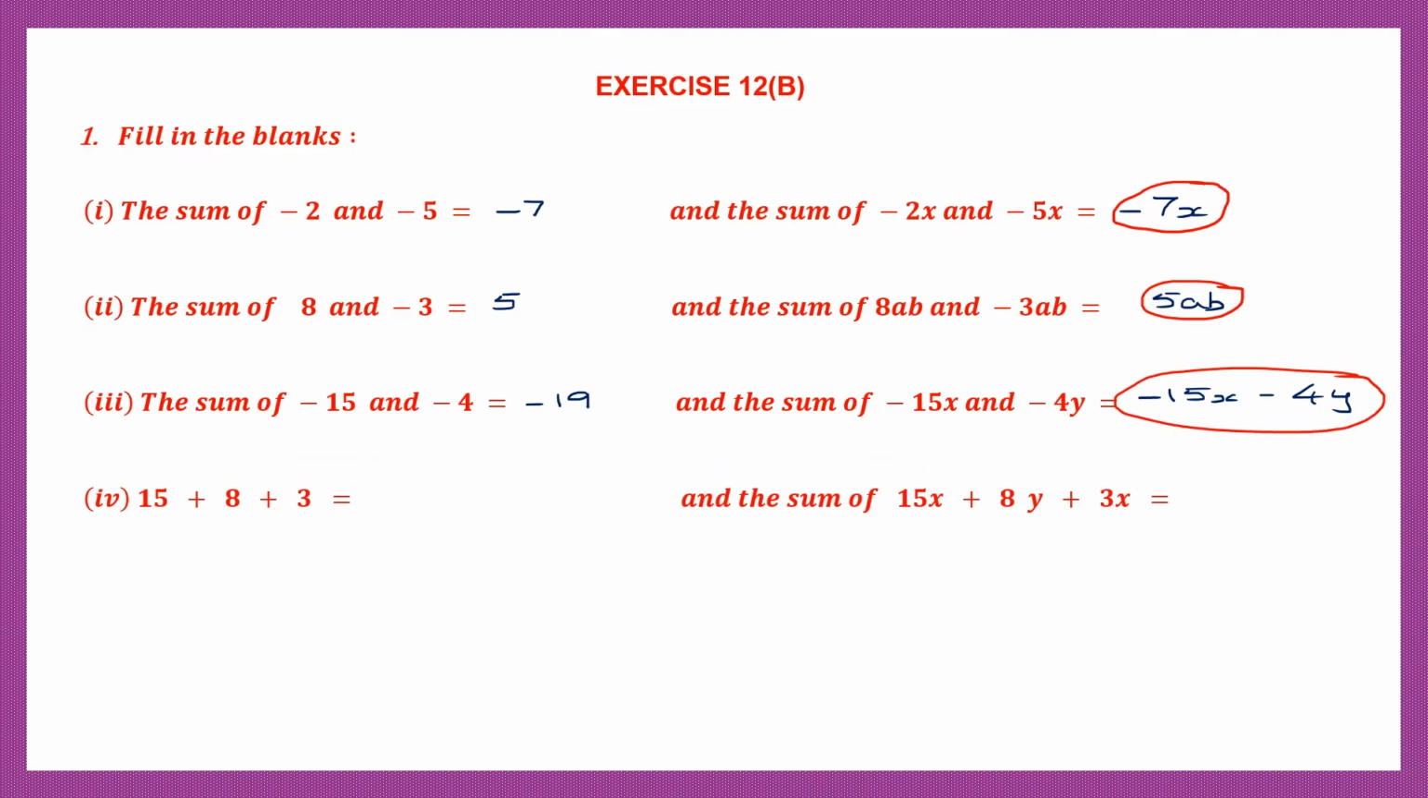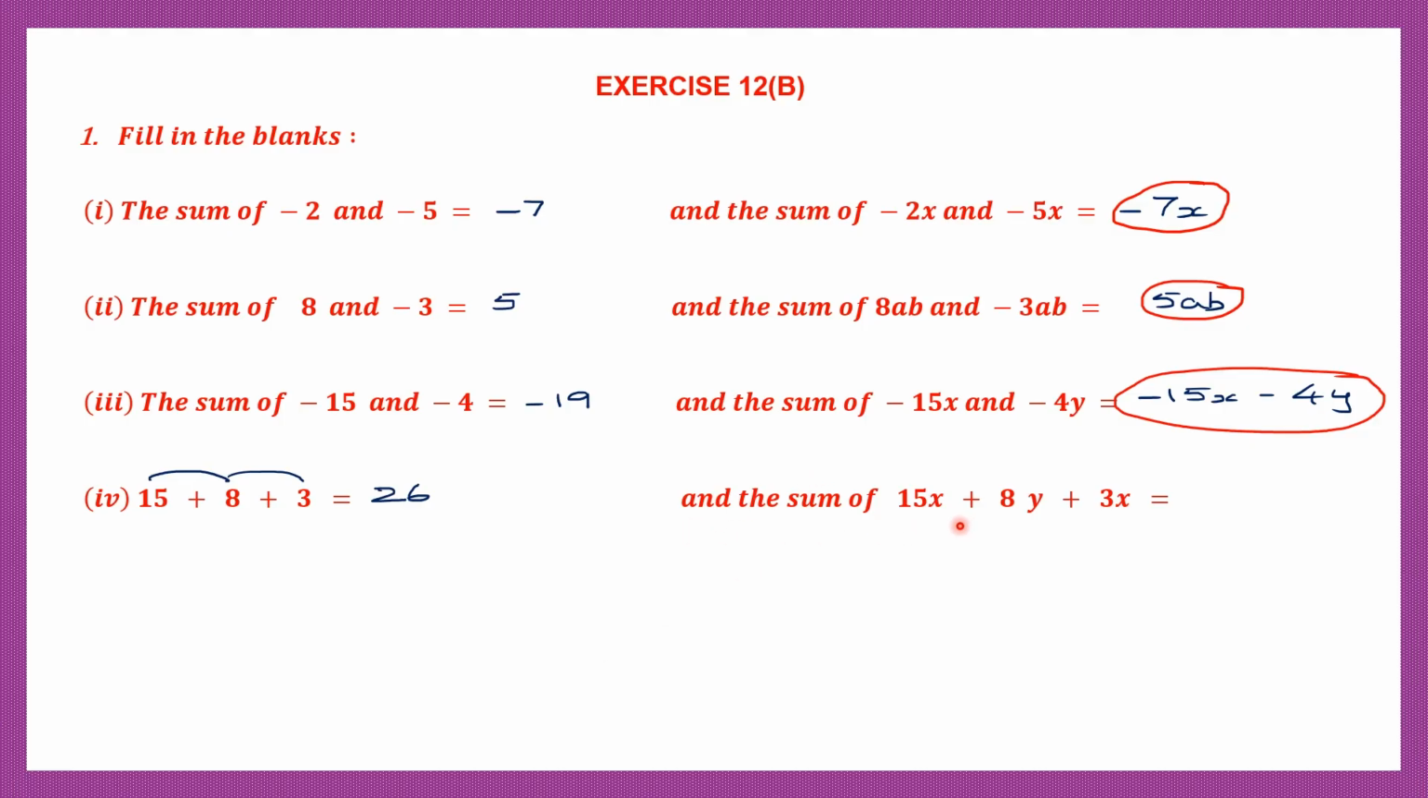Question 4. Here we have three numbers, 15 plus 8 plus 3. So let's add that up. So all we have to do is simply add 15 plus 8 is 23. 23 plus 3 is 26. So here we have 26. Now let's go to the next part.